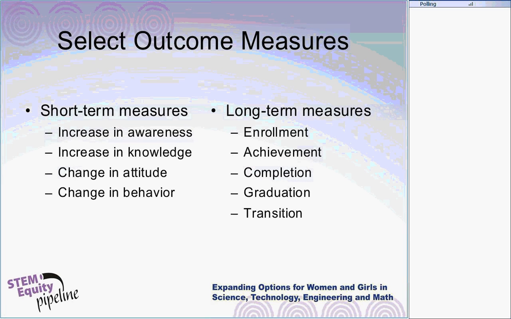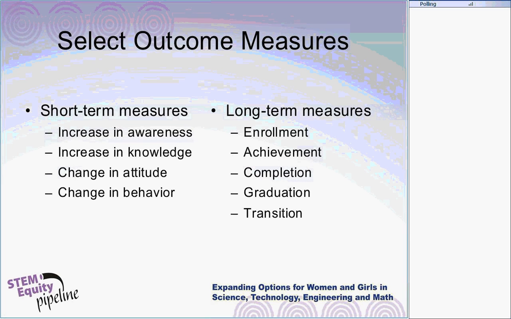And first of all, about outcome measurements. If we're looking at the effect of an activity or program or an event, there are short-term effects and more long-term effects. So short-term measurements might be things like, did the activity increase someone's awareness? Did it increase their knowledge? Did it change their attitude, or did it change their behavior in the short term a little bit?